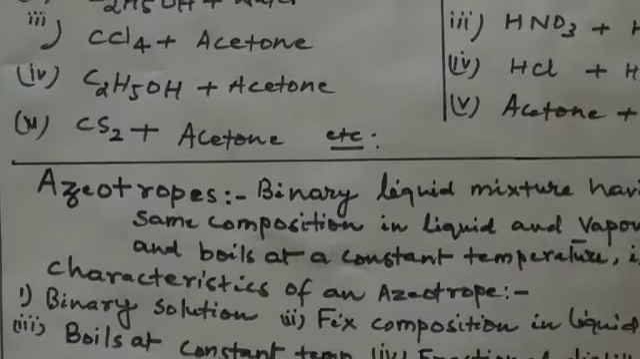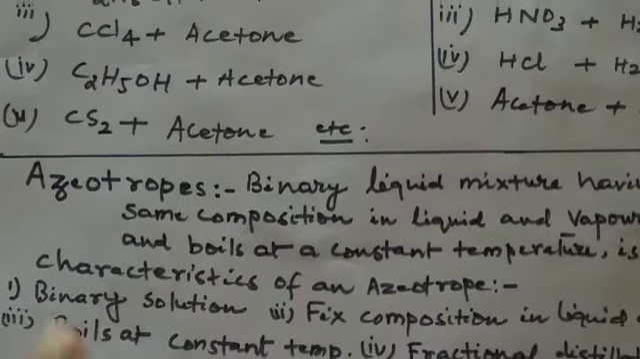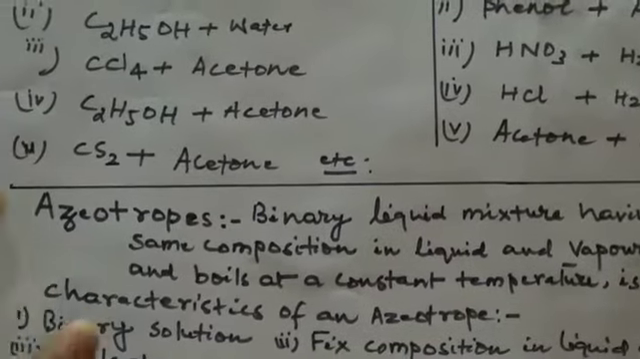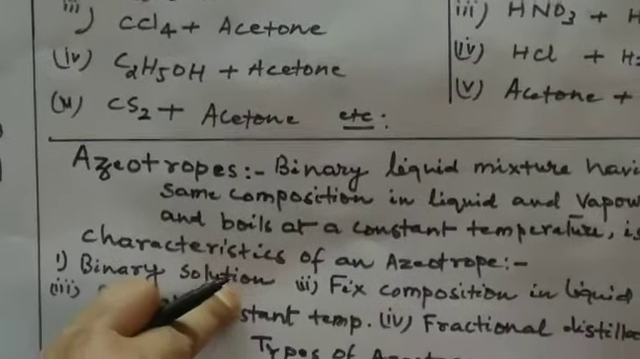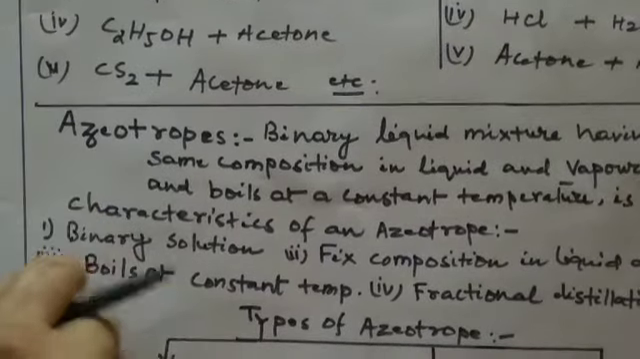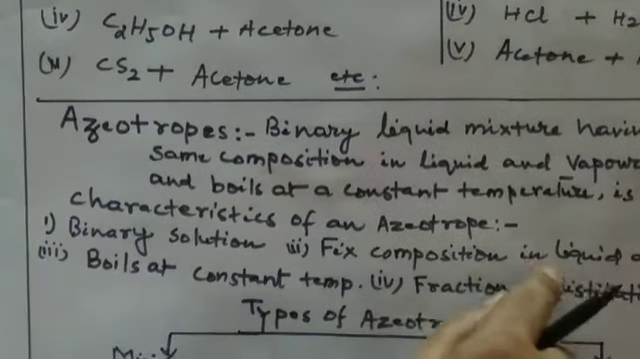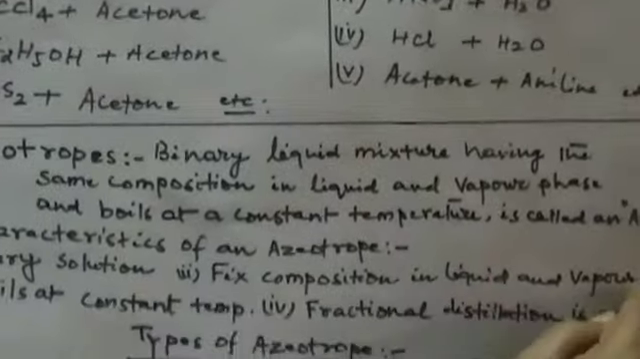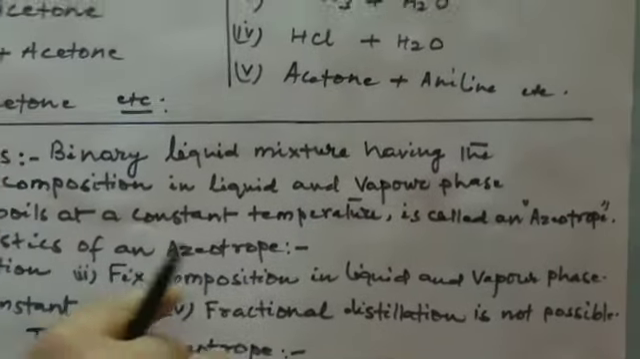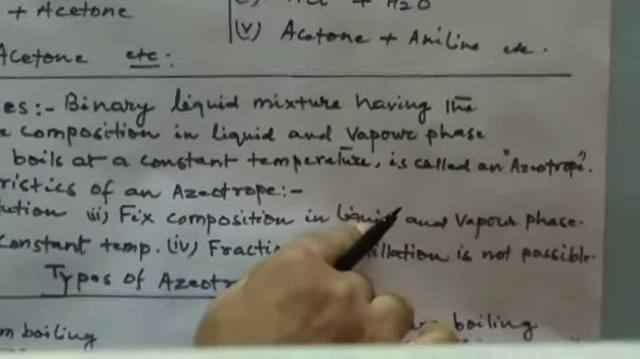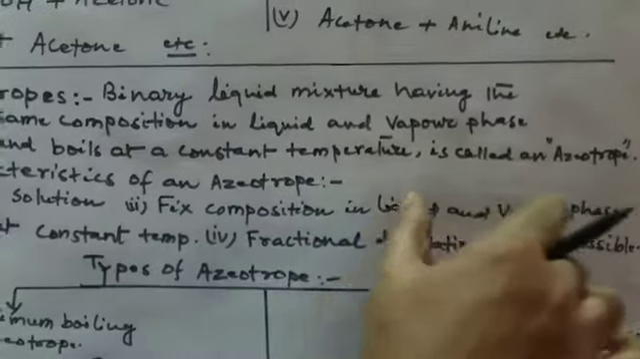What are the conditions? What are the characteristics of azeotropes? So first of all, understand what azeotropes are. Azeotropes are binary solutions. That means a solution having two components only, two liquids only, not more than two liquids. Number two, they have fixed composition in the liquid as well as vapor phase. That means on mixing the two liquids, the mole fraction in the liquid phase of each component and the mole fraction in the vapor phase of each component must be the same.